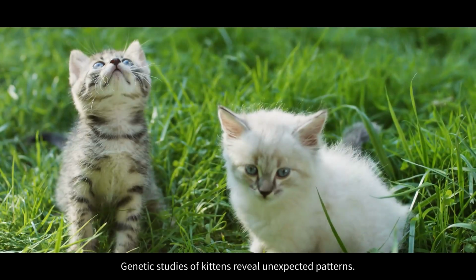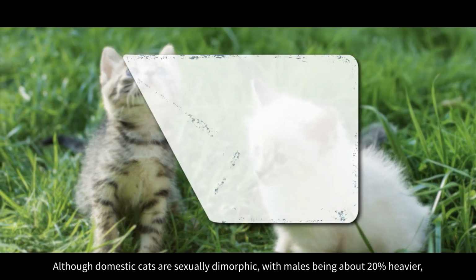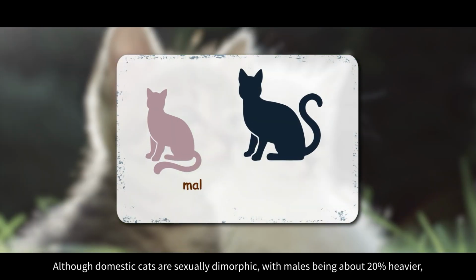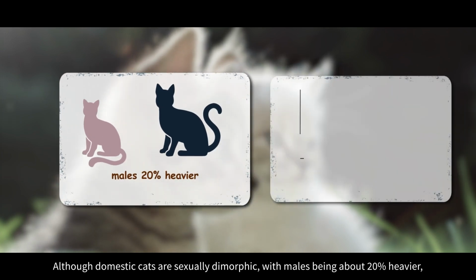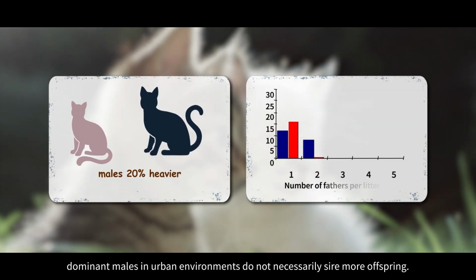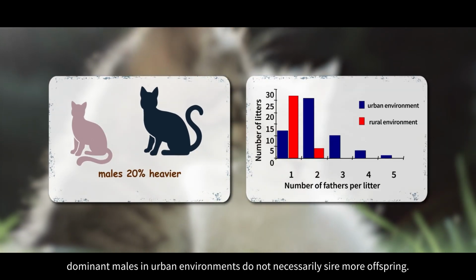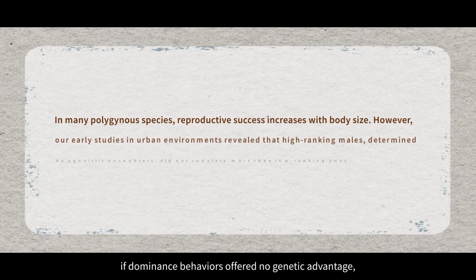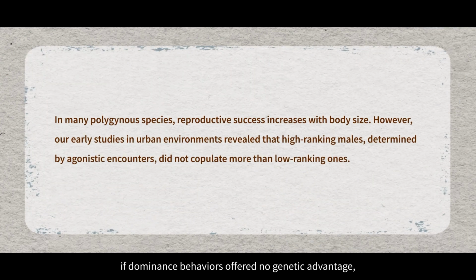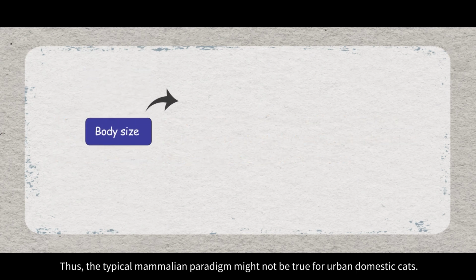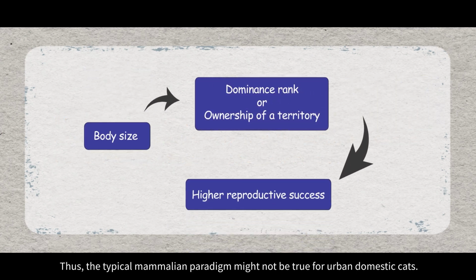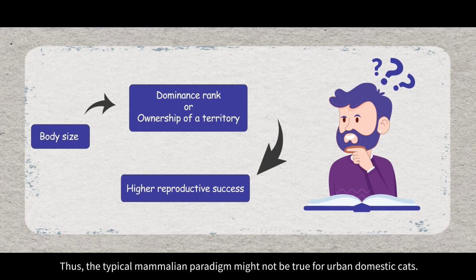Genetic studies of kittens reveal unexpected patterns. Although domestic cats are sexually dimorphic, with males being about 20% heavier, dominant males in urban environments do not necessarily sire more offspring. This presents an evolutionary incongruity. If dominance behaviors offered no genetic advantage, they would be counter-selected and eliminated. Thus, the typical mammalian paradigm might not be true for urban domestic cats.